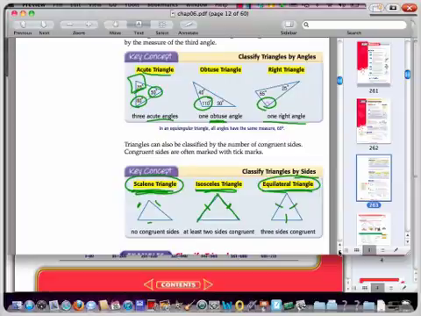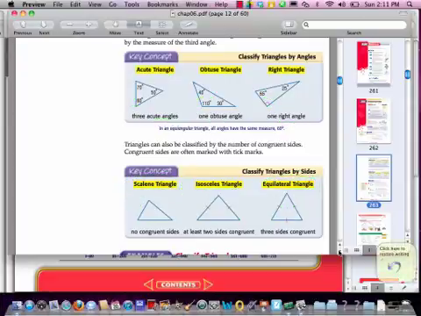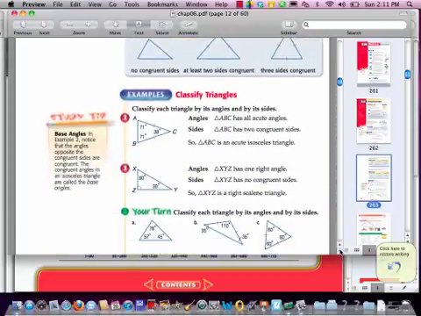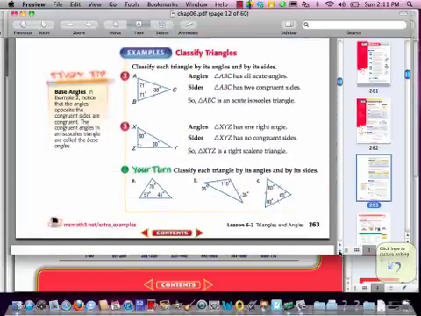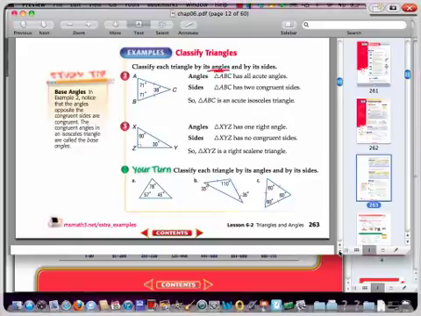Okay, let's take a look now. Let's go on here and take a look at our sample problems. It says classify each triangle by its angles and by its sides. All right, so if we do angles, if we look at this first angle, it looks like 38, 71, 71. All of those are less than 90 degrees, and if they're all less than 90, then that's an acute, they're all acute angles, therefore it is an acute triangle.